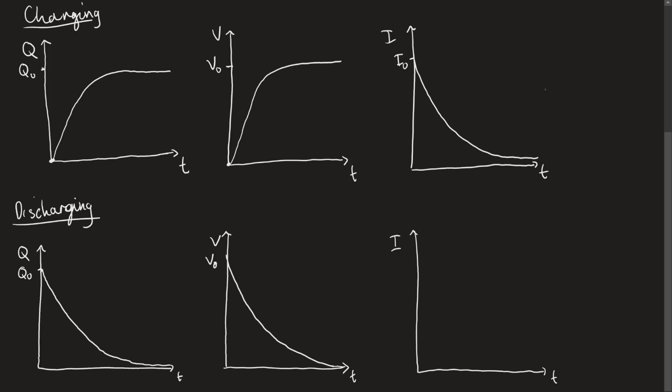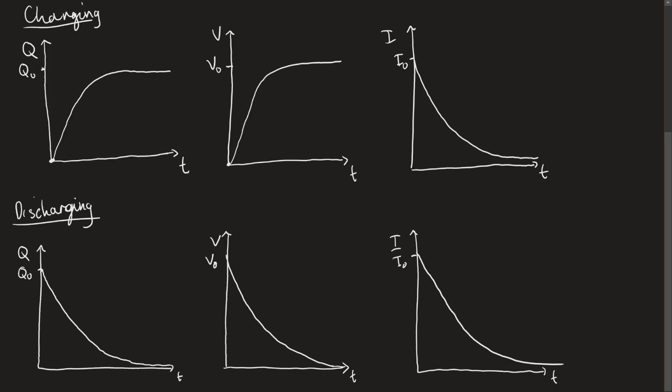So we start off with a maximum, we end up with a minimum, and all of these graphs follow the same trend, where they start at a maximum and they end up with a minimum. However, there is an anomaly with current. The charge and the potential follow the same trends in both cases, whereas the current only ever decays. There's only ever a decay of current.